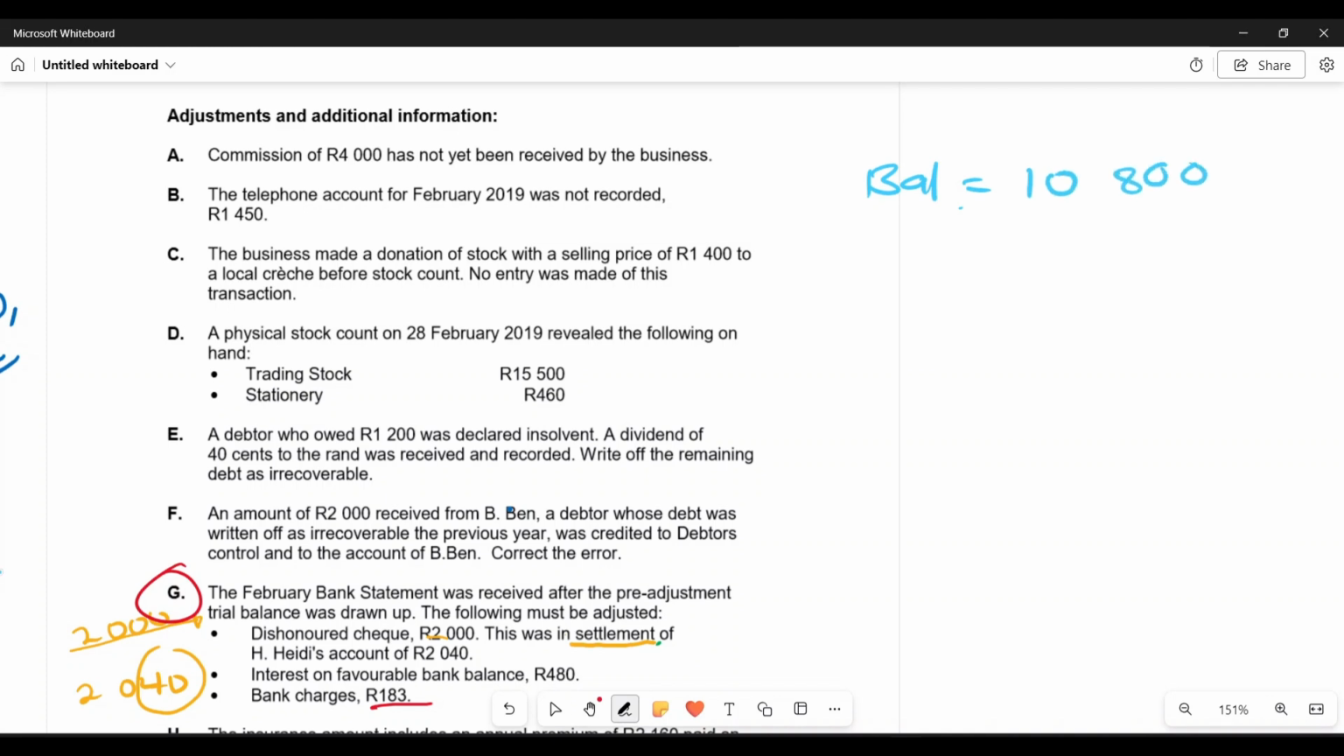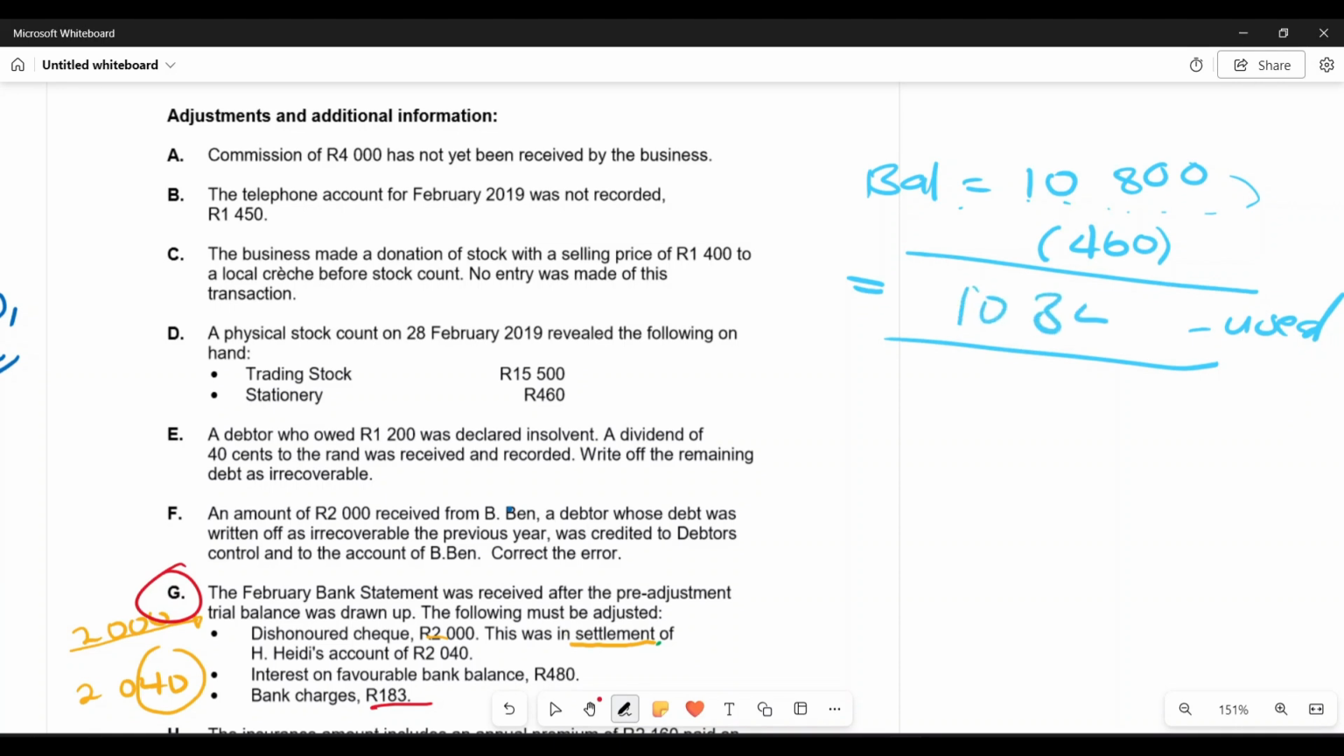Now, they're telling me that the physical stock count revealed the following, meaning that at the end of the year, the trading stock that was remaining was 460. When I subtract this 460, the remaining stock, I'm going to get the stock that I used in the year. Remember, this stock that you use is the one you need to recognize as an expense, not this balance of 10,800. Now, 10,800 minus 460 would give me a balance of 10,340. This is the stationery that I used, right?